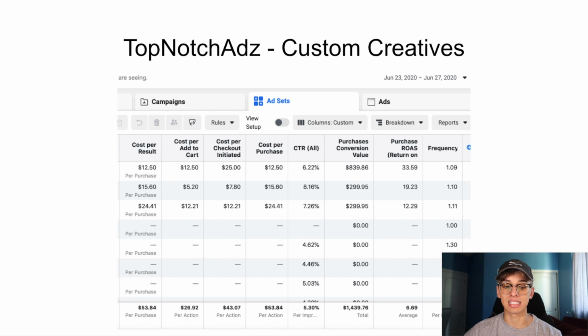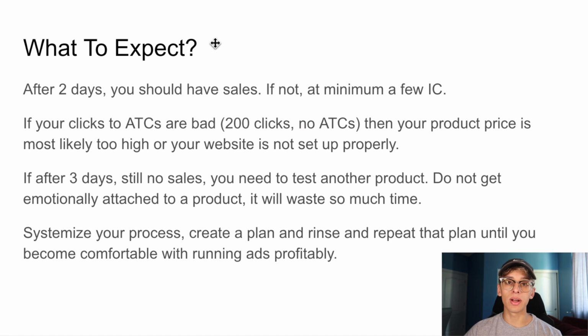Now let's get on to the next slide. So once you've been running ads for a few days, what should you expect? After 2 days, if you don't have sales, that's sort of a bad sign. Right now, I started ads on the 23rd, so it's now the 27th, so we're on day 4, and I've already generated almost $2,000 in sales. So you should definitely see sales by the time you're on day 2. If not, you should at least see some initiate checkouts.